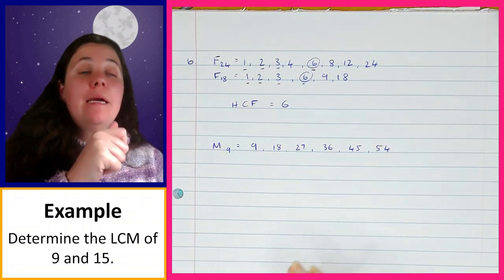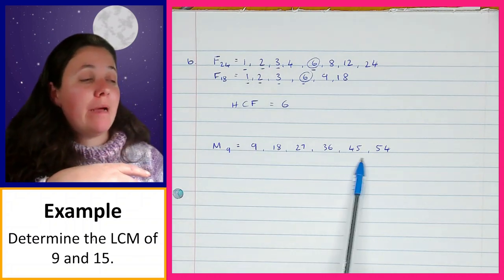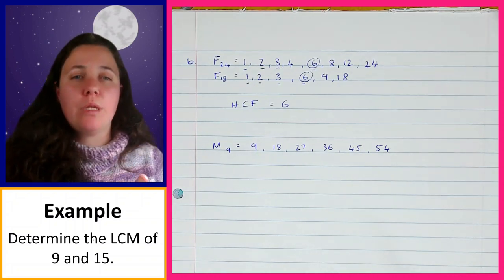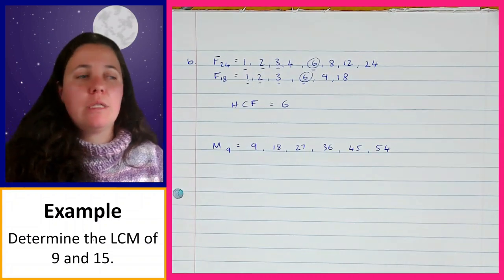And then if I have done multiples of 15 and I reach a point where I'm going higher than this and I still haven't found one that is common, I can come back here and add more multiples until I find one that is common.